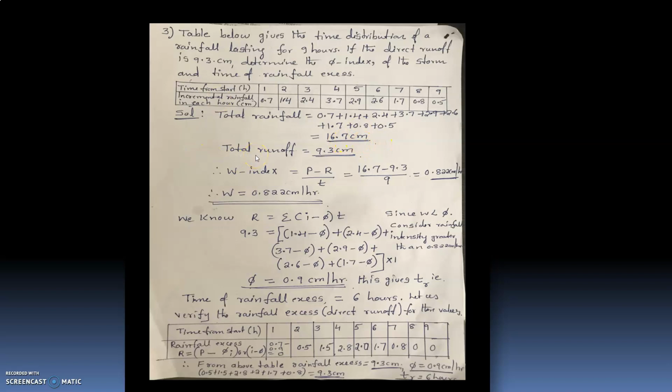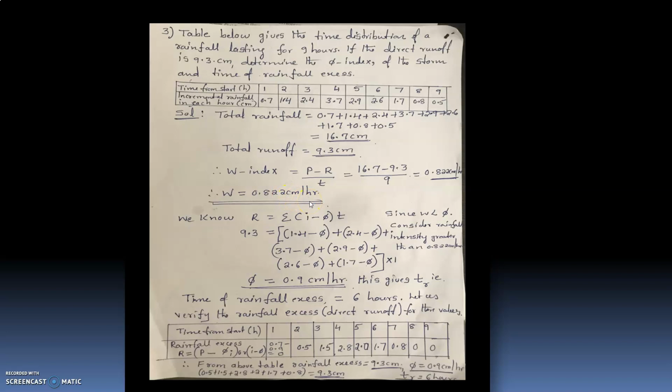Now total runoff, that is given 9.3 centimeters. So you can calculate what is W index. W index is equal to P minus R divided by T. So equal to, substitute P value. P is 16.7 minus R is 9.3 divided by total duration is 9 hours. So we will get 0.822 centimeter per hour. Okay. So W index is equal to 0.822 centimeter per hour.